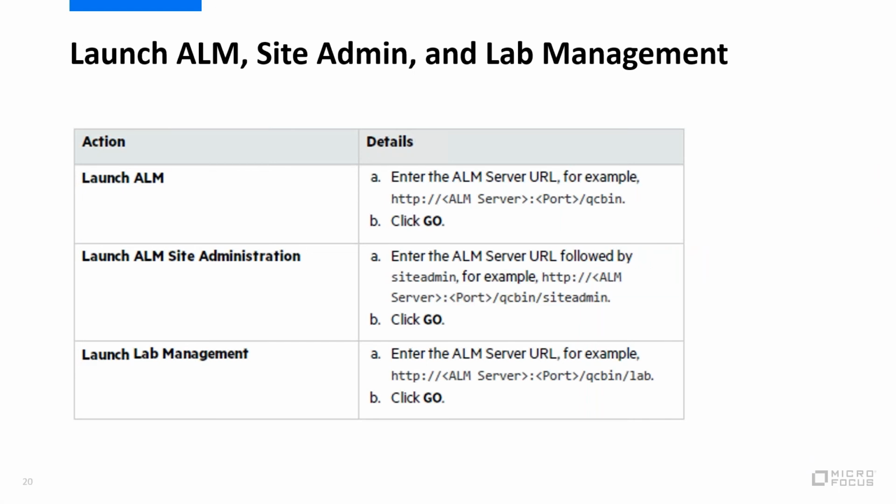Now, you can access a number of sites using the client launcher. So of course you can access the ALM URL. So just here, HTTP or HTTPS, your server name, port number if needed, and qcbin. You can also access the site admin. So you change it all the way to qcbin, just add SiteAdmin. For lab management, similarly, /lab, and then click on Go. And that will bring up the three different websites.